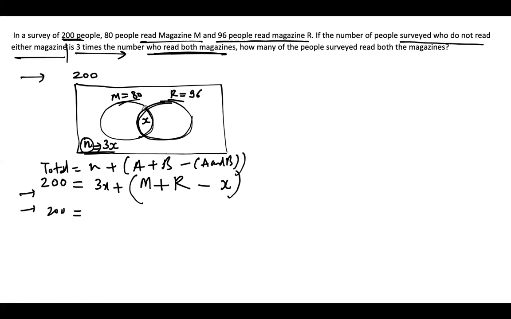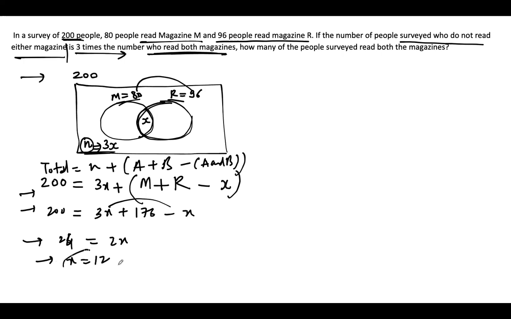What is the value of M plus R? M plus R, 80 plus 176. So 3x minus x is 2x. 200 minus 176 is 24. So x comes out to be 12.